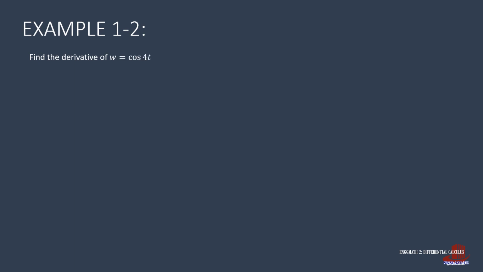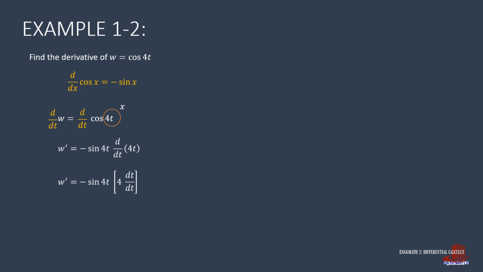Let's apply the patterns in some equations. First is with the function w is equal to cosine of 4t. From the pattern, the derivative of cosine x is negative sine of x. So if we start with the differentiation, we take 4t as x. Then w prime is negative sine of 4t times the derivative of 4t. That can be taken as 4 times the derivative of dt all over dt, which is reduced to 1. Thus, the derivative of w is negative 4 sine of 4t.